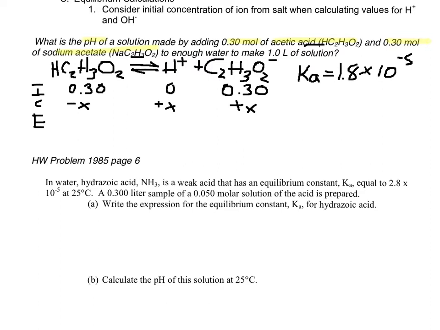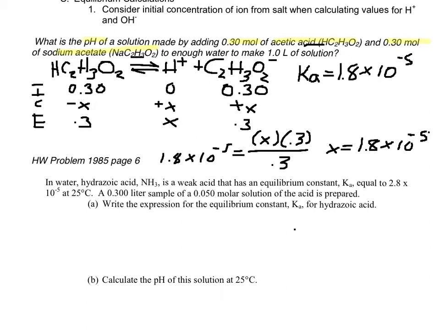And then I go ahead and put these numbers in, our equilibrium values, and I plug them into my equilibrium expression. When I do that and solve for x, I get x equal to 1.8 times 10 to the negative fifth, which is equal to my hydrogen concentration, which means I can use my negative log equation to solve for pH now.